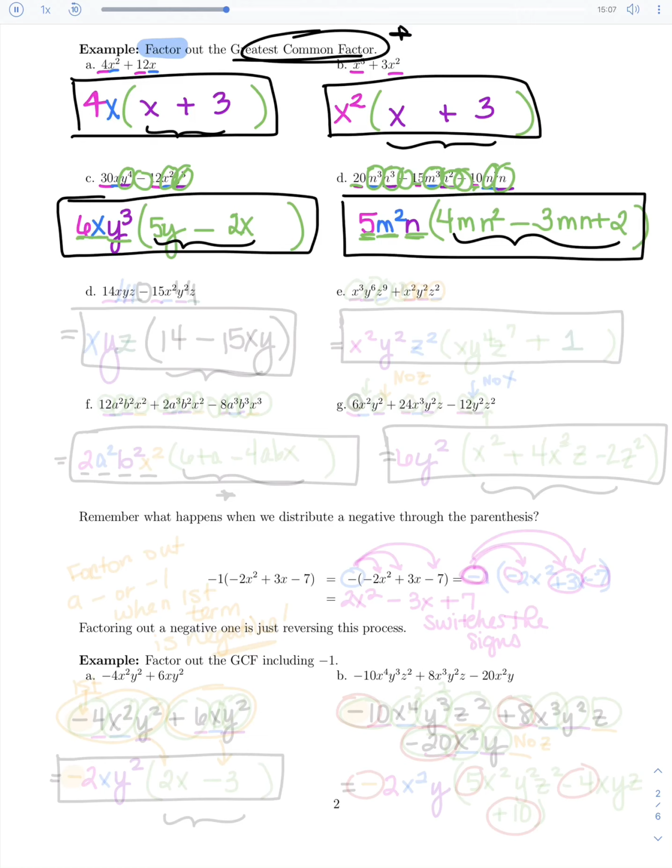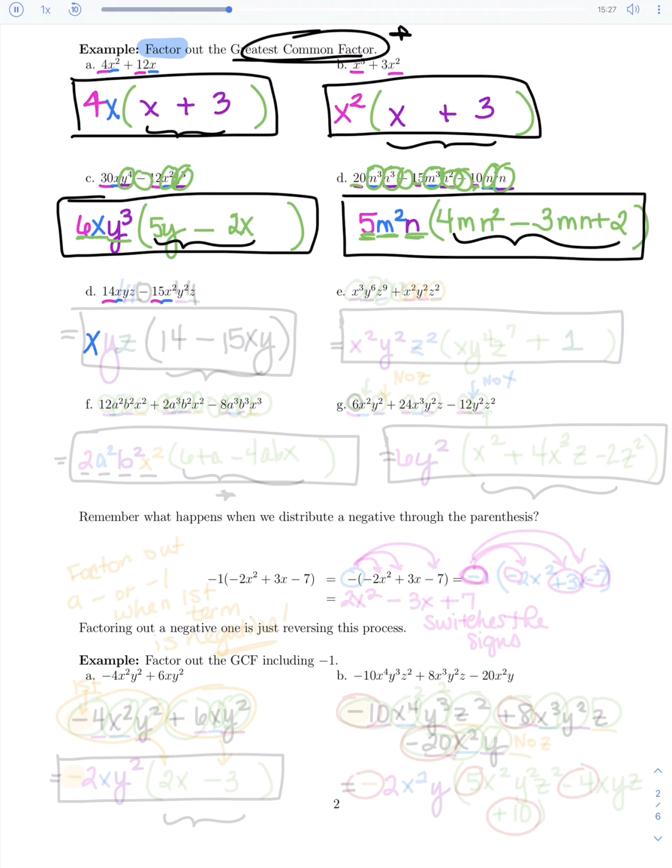Let's take a look at D. If I look at the 14 and the 15, there's nothing that they're both divisible by, so there's nothing I can do with that. But I can start by looking at my x and my x squared. It means both terms have at least one x that I can pull out.